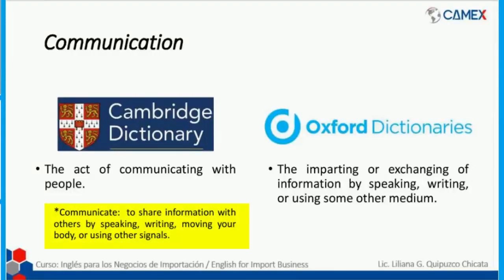Could be by speaking, by writing, by moving your body, or using other signals. So, it could be by phone, by speaking face to face, writing maybe a letter, an email, a text message, by moving your body like I'm doing right now. This is communication also, and also using other signals. Maybe if you are mute and you cannot talk, that's another way of using communication, signal language. So also according to Oxford Dictionary, communication is the imparting or exchanging of information also by speaking, writing, or using some other medium.